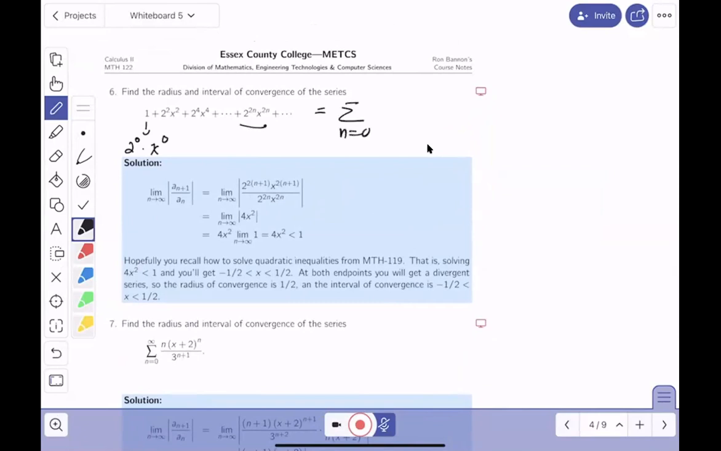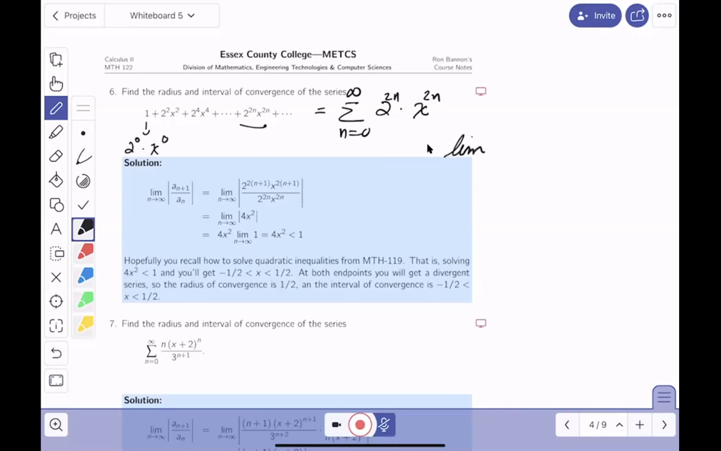The sum from n equals 0 to infinity of 2 to the 2n times x to the 2n. Let me just make sure that's right. That would be 0, 0. That looks good. Then 1 would give you 2, 2. 2 would give you 4, 4. Yeah, looks good.